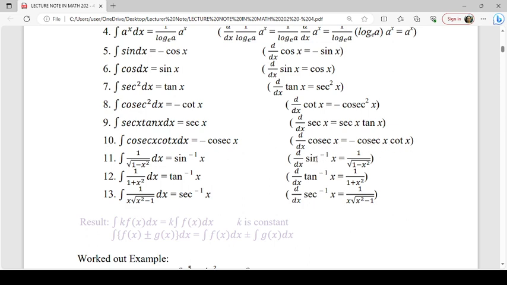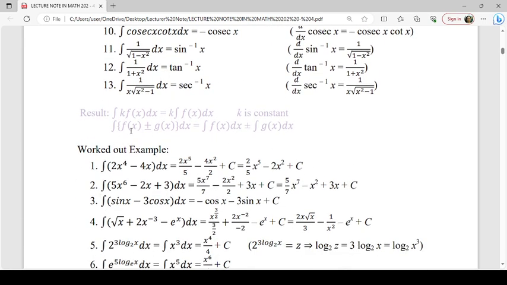Now the inverse trigonometric functions. d/dx of sine inverse x is equal to 1 by root over 1 minus x square, and so we have integration of 1 by root over 1 minus x square dx is sine inverse x. We should know all these formulas to do integration problems. Integration of 1 by 1 plus x square is tan inverse x. Integration of 1 by x into root over x square minus 1 is sec inverse x.